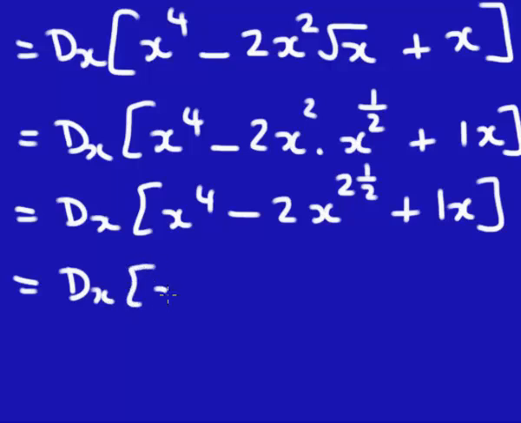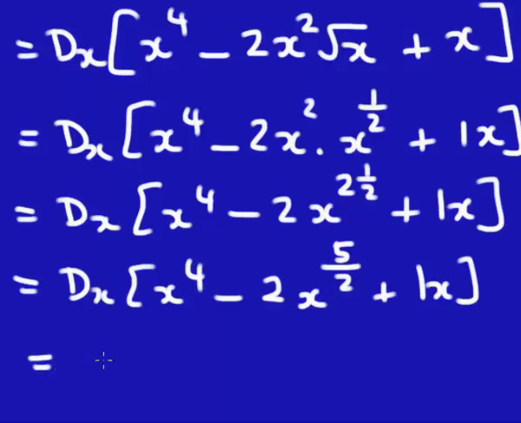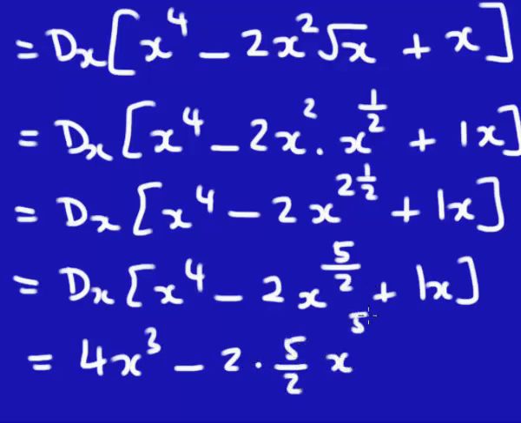Okay, and then what does this give us? Equals d/dx of x⁴. This is actually the same as 2 multiplied by x to the 2.5, which is the same as 5 over 2, plus 1x. Okay, now let's work the derivative. Well, rule 1 says 4x cubed minus 2 multiplied by 5 over 2 x to the 5 over 2 minus 1, and then we just have plus 1 there.